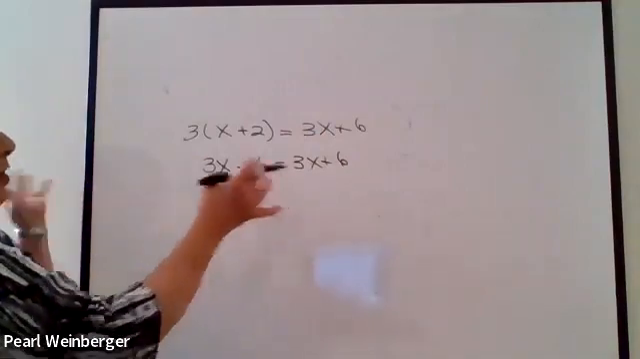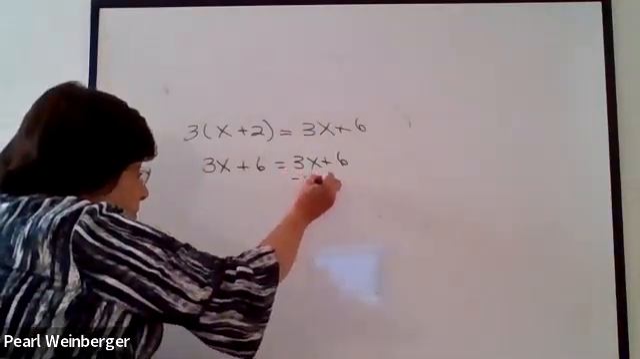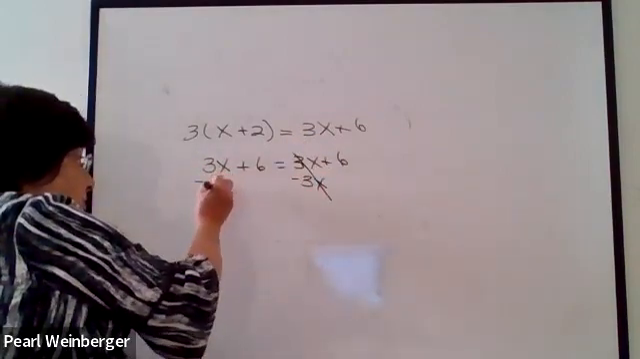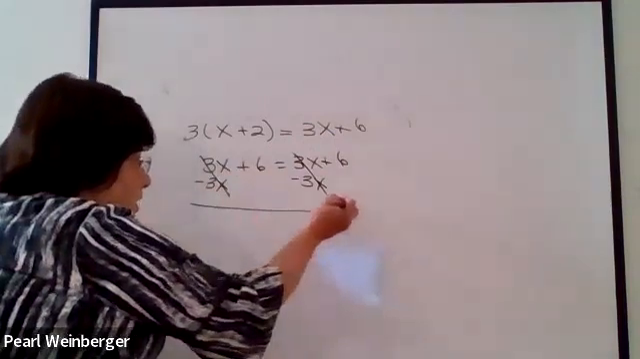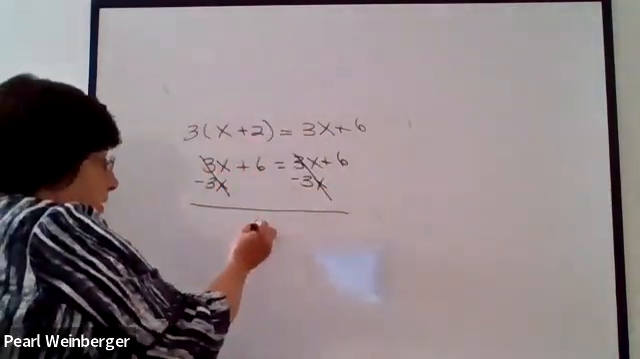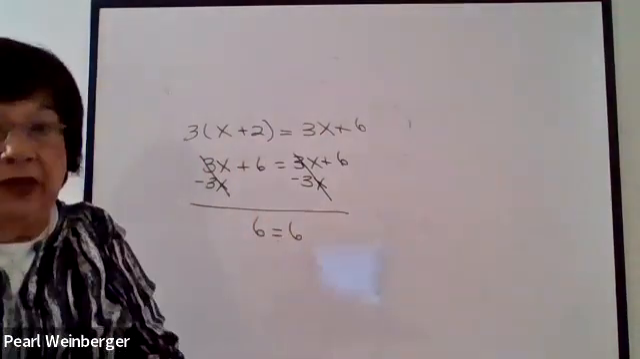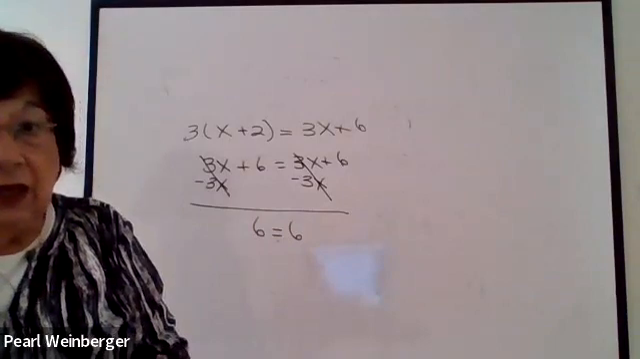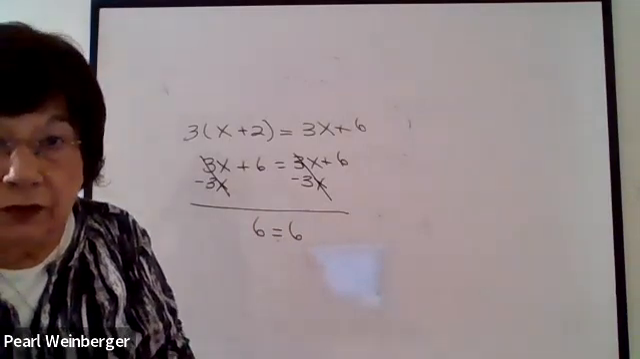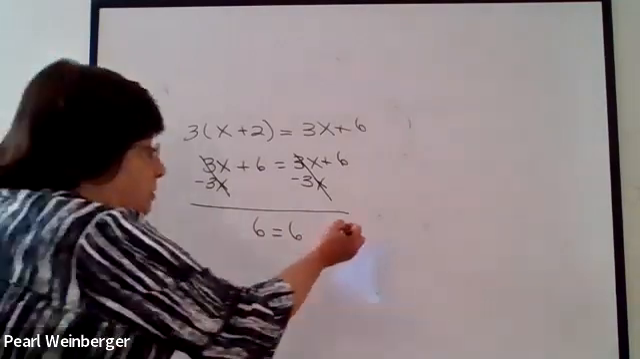And then I want to get all the x's to one side. I think you're going to see what's happening already. So I'm going to subtract 3x from both sides. And not only do the x's disappear from the right side, they disappear from the left side. And I'm left with just numbers. In this case, I'm left with 6 equals 6. Now, is that true or false? Obviously, that's true. 6 does equal 6.